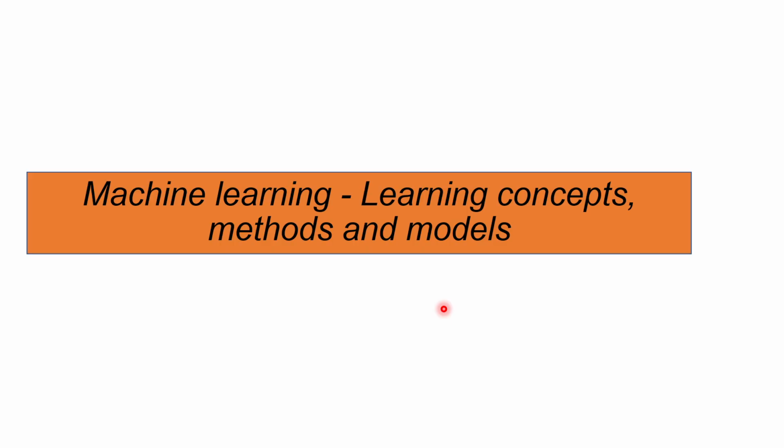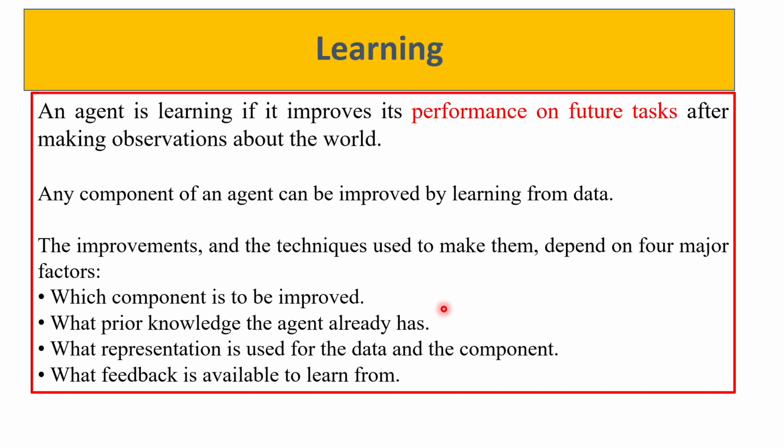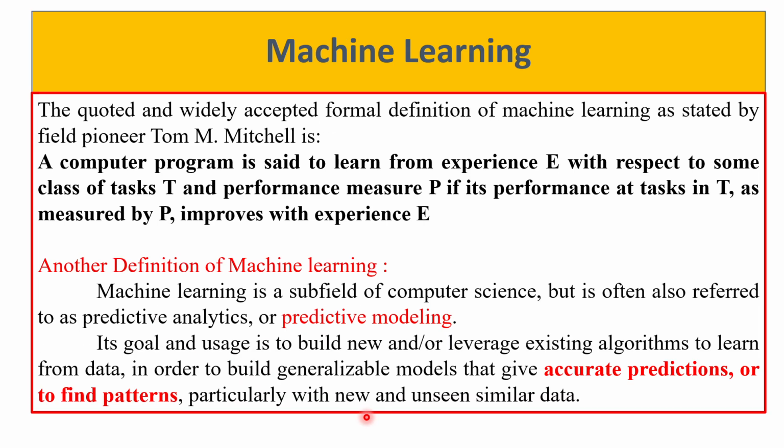Then machine learning topics. Machine learning, the learning is nothing but it improves its performance on future tasks after making observations. That is, we are making the machine understand, and it has to take some necessary action, or it has to take some decision like a human being. So here it needs some component to be improved, prior knowledge, then feedback is also required.